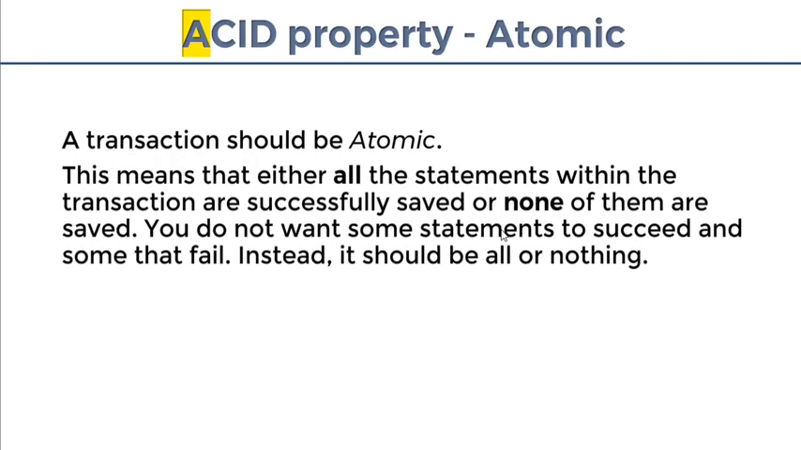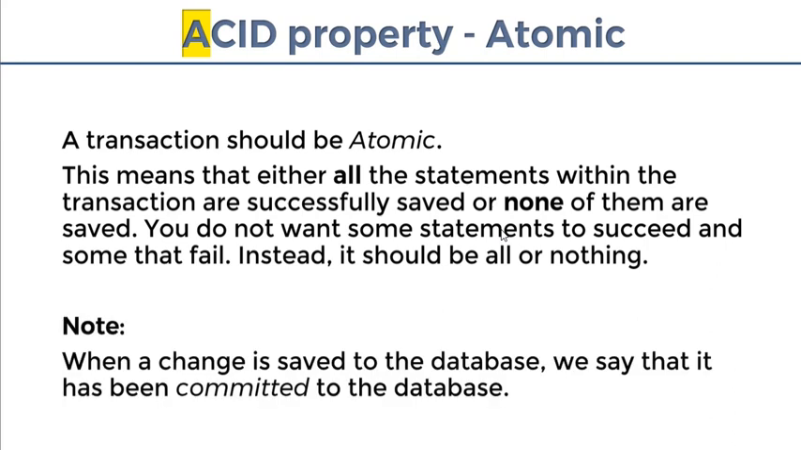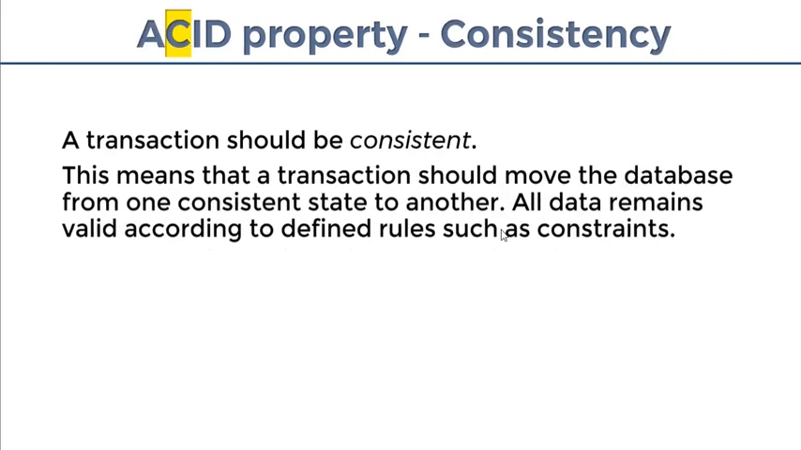A transaction should be atomic. This means that either all the statements within the transaction are successfully saved or none of them are saved. We do not want some statements to succeed and some to fail. Instead, it should be all or nothing, right? When a change is saved to the database, we say that it has been committed to the database. Transactions should be consistent. This means that a transaction should move the database from one consistent state to another. All data remains valid according to defined rules such as constraints, right?